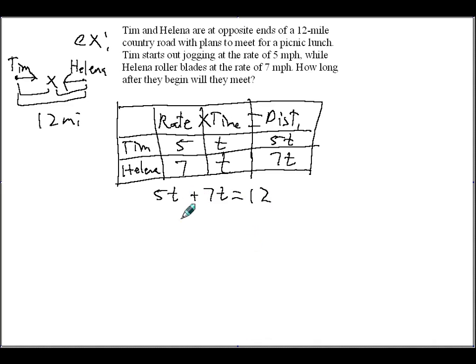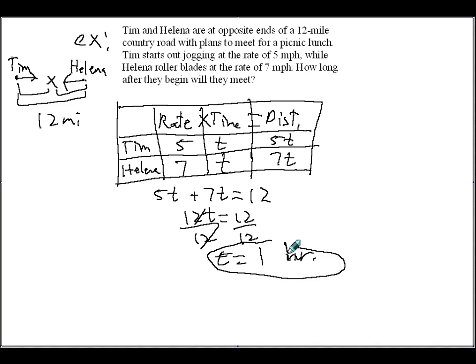Let's go and solve this equation. 5t plus 7t is 12t equal to 12. Dividing by 12, we get t equal to 1 hour. So 1 hour after they leave, they will meet in the middle for a picnic. That's basically our solution for this problem. Let me pause again and put up one last example before we move on.